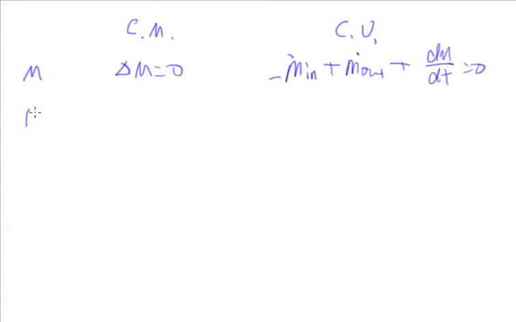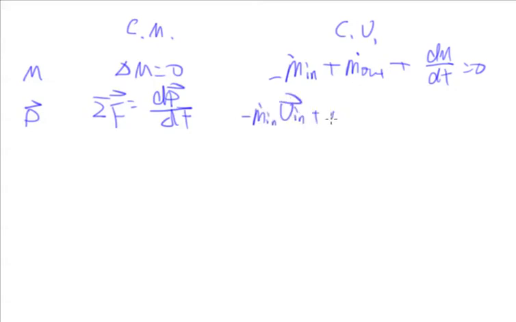And for momentum, we have the rate of production equals the rate of change. For control volume, we have minus m dot in v in plus m dot out v out, plus dP/dt, equals sigma F.